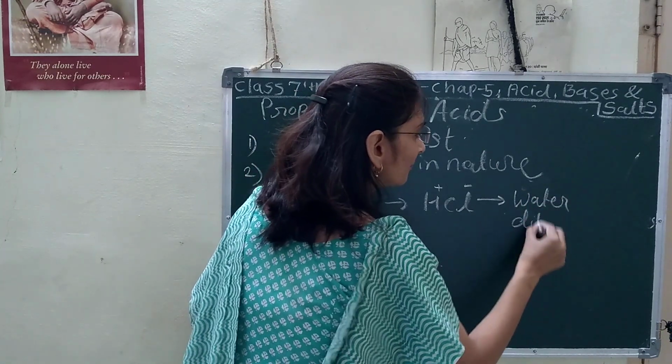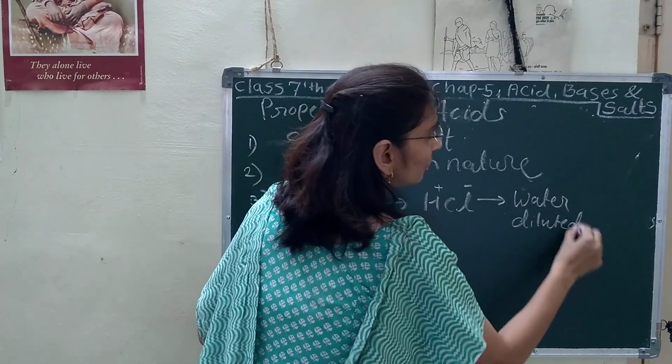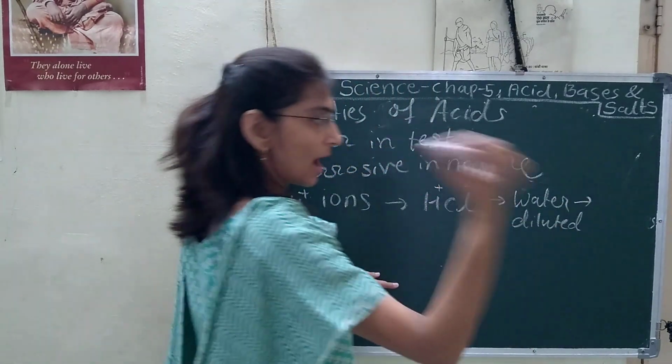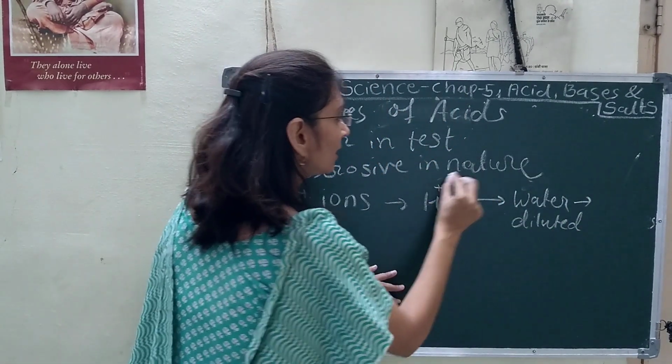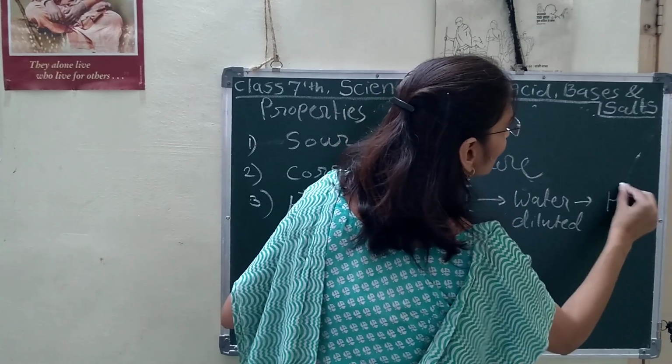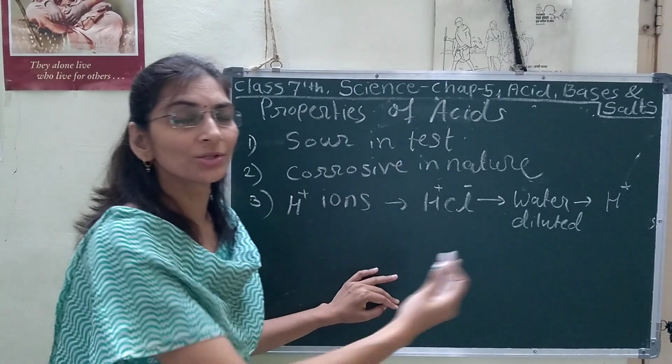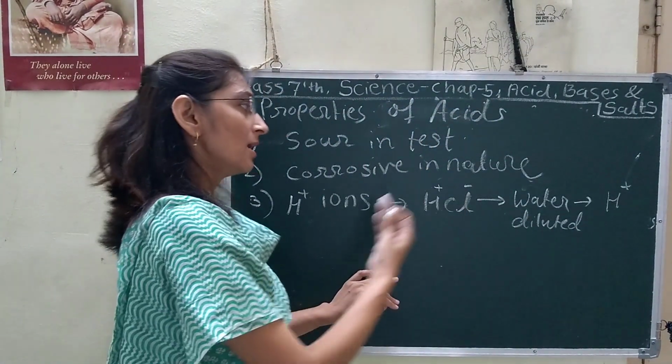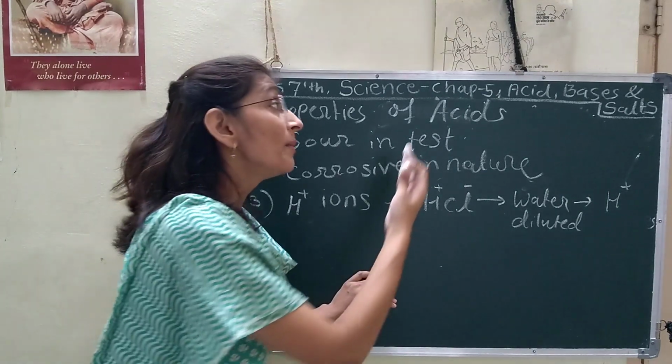When the HCl is diluted in water, what will happen here? This will release the hydrogen ions. ये HCl क्या करेगा, उसके हाइड्रोजन आयन रिलीज करेगा. This is the special property of acid.